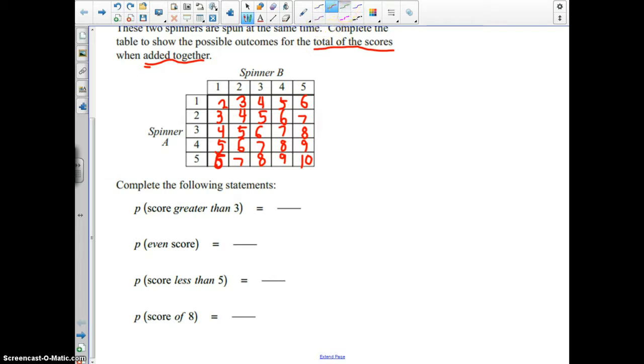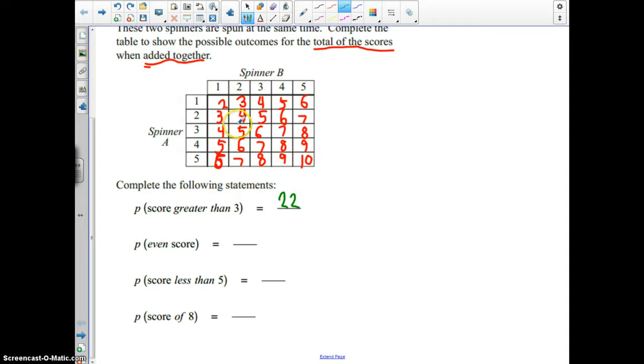All right, what are the numbers greater than 3? Well, those are 4, 5, 6, 7, 8, 9, and 10. So we count them up. How many 4s do you see? From 4 to 10. All right. So 1, 2, 3, 4, 5, 6, 7, 8, 9, 10, 11, 12, 13, 14, 15, 16, 17, 18, 19, 20, 21, 22. There are 22 scores that are greater than 3.